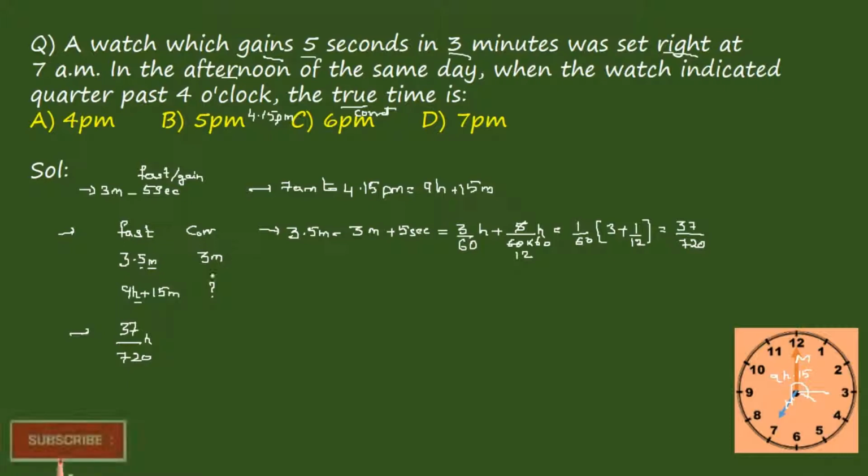hours. Right, now converting this one, 3 minutes, into hours. We will be getting it as 3 by 60, which is equal to 1 by 20 hours. Just we are converting everything into hours. 1 by 20 hours. Right, 9 hours plus 15 minutes. Right, just converting everything.